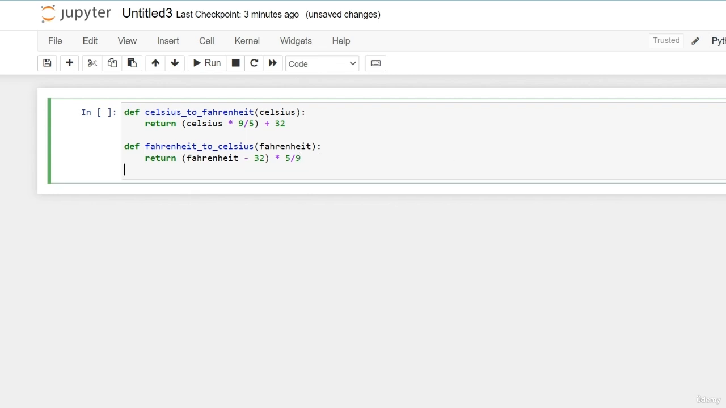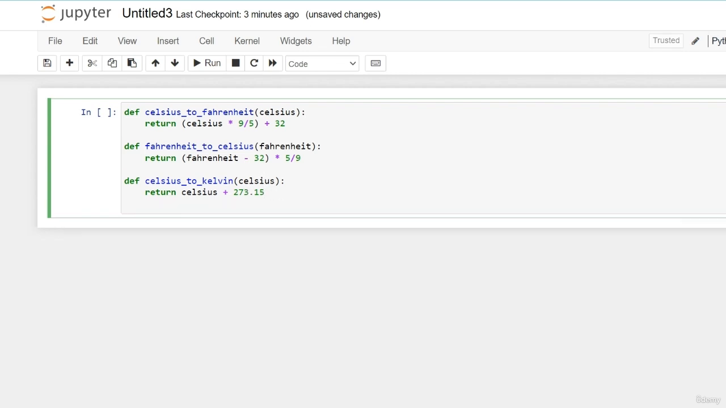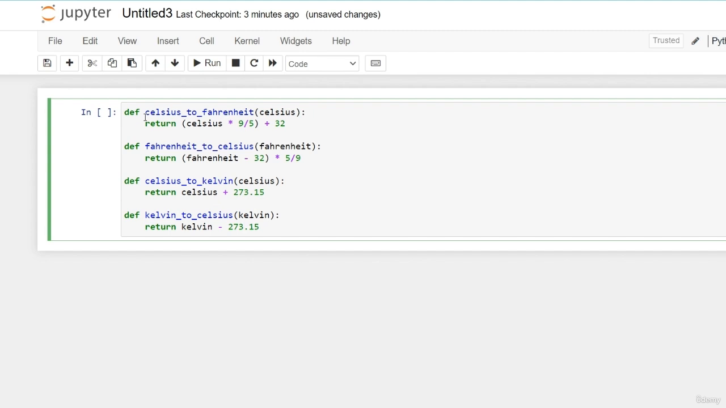And then we move to from Celsius to Kelvin. I know for Celsius to Kelvin, you just add 273 to the value. So we have our Celsius plus 273.15. And then when we have from Kelvin to Celsius, which is the opposite, we will subtract 273.15 from our value. So now we have 4 functions.